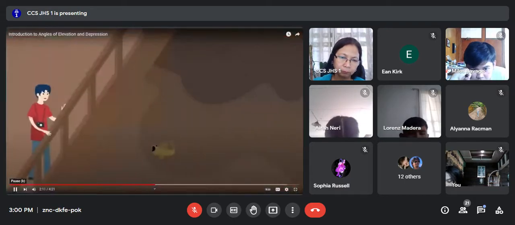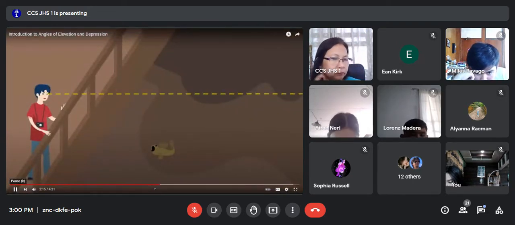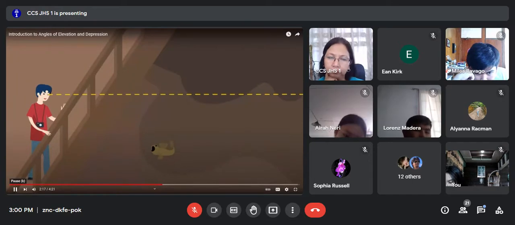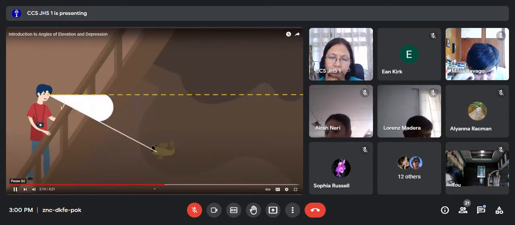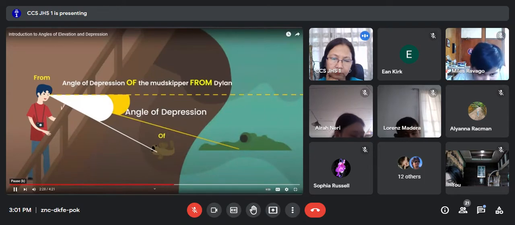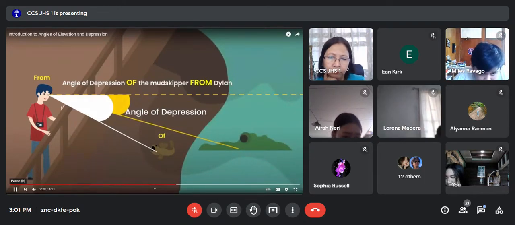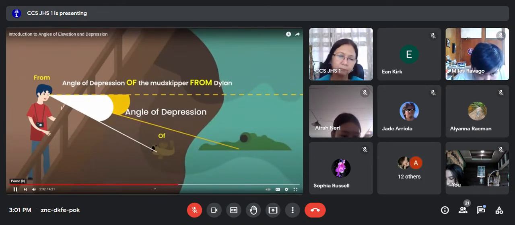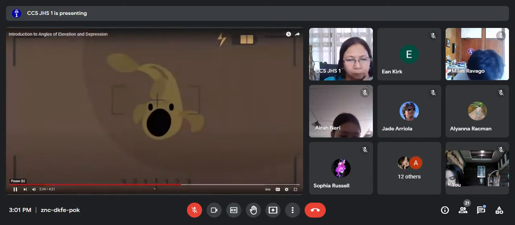He walks a few steps on the platform and sees a mud skipper opening its mouth. That is a rare sight. He tilts his head down to capture the picture. Again, there is an angle of depression of the mud skipper from him. This angle is larger than the angle of depression of the crocodile from Dylan. Because the mud skipper is nearer to Dylan, he took a picture of it.